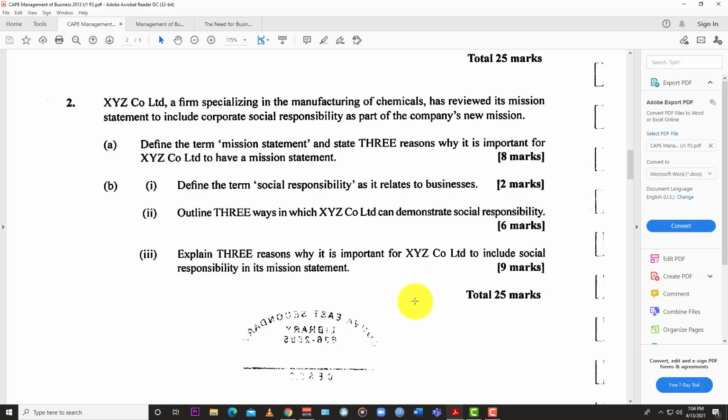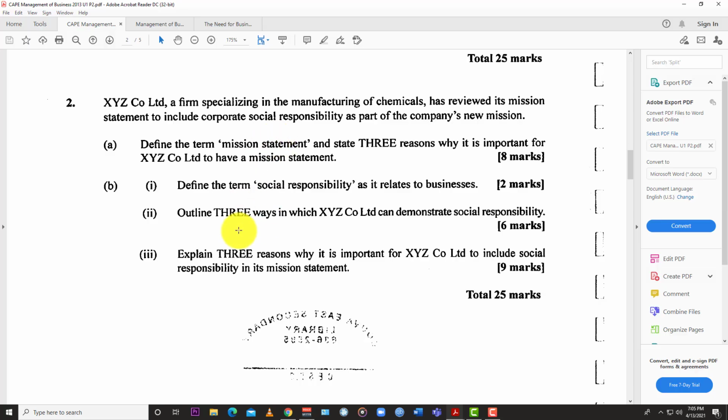All right, B2. Outline three ways in which XYZ can demonstrate social responsibility. Again, that's a good thing about POB and MOB. Once you use common sense, you'll be able to answer a lot of these questions. Now, how can a firm demonstrate good social responsibility? Clearly, you can see it. Things like sponsorships, things like do not pollute the place, keep the air clean, give back to the community, provide a good clean space around your operations, things like that.